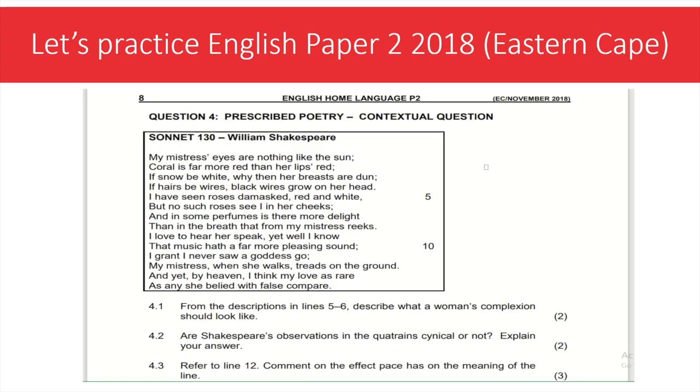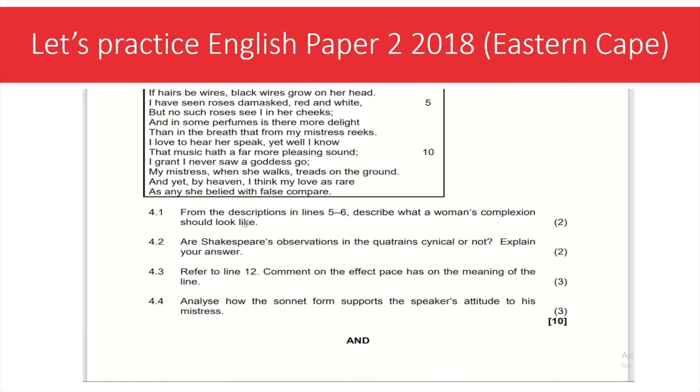false compare. Now, let's have a look at the questions. 4.1. From the descriptions in line 5 and 6, describe what a woman's complexion should look like. So what do they want from you? You need to look in lines 5 and 6, and you need to describe what a woman's complexion should look like. When they're asking you to describe, you need to explain, and it's for 2 marks.